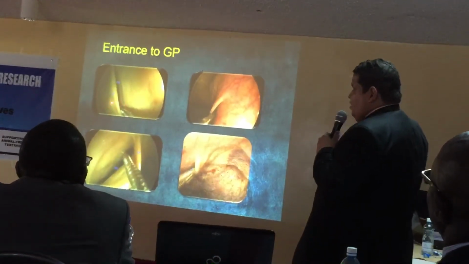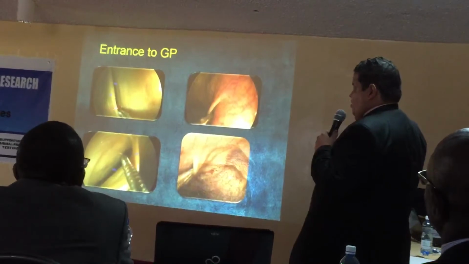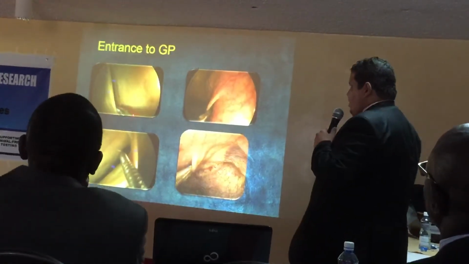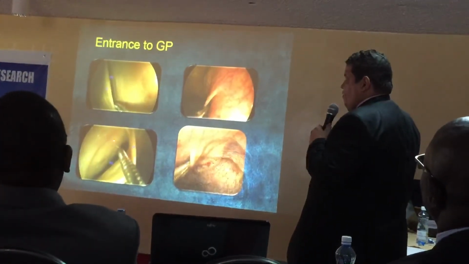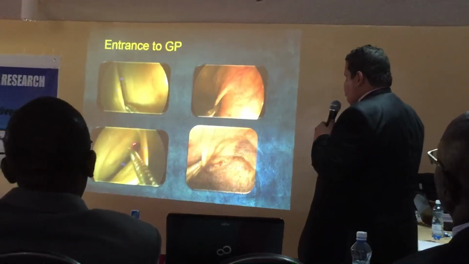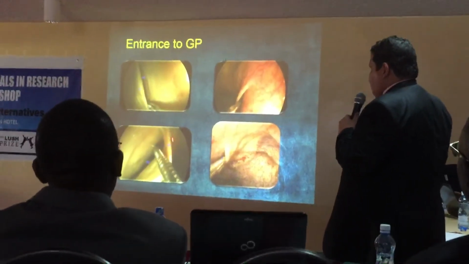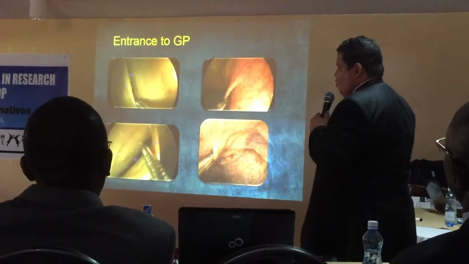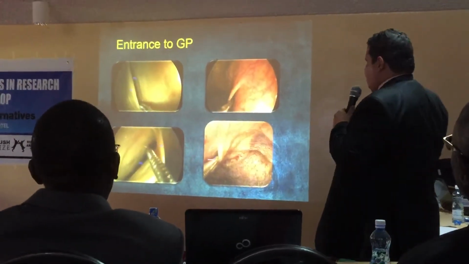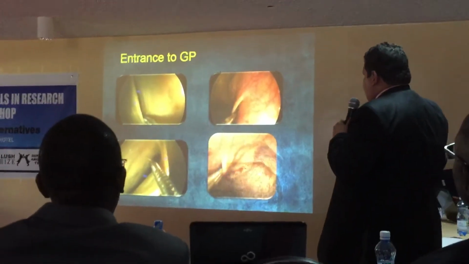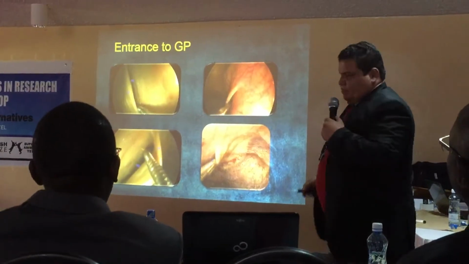How to enter the guttural pouch? By using the biopsy channel, insert the forceps, then push and open the cartilaginous flap of the guttural pouch, then move forward, and you are in the guttural pouch. This is in the live animal. This is the specimen.